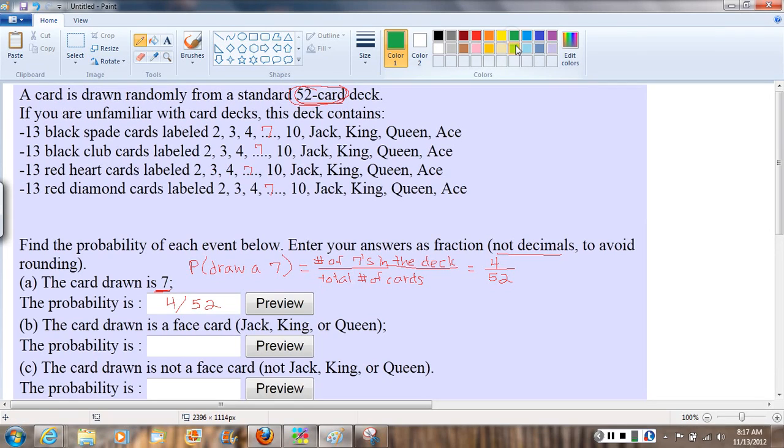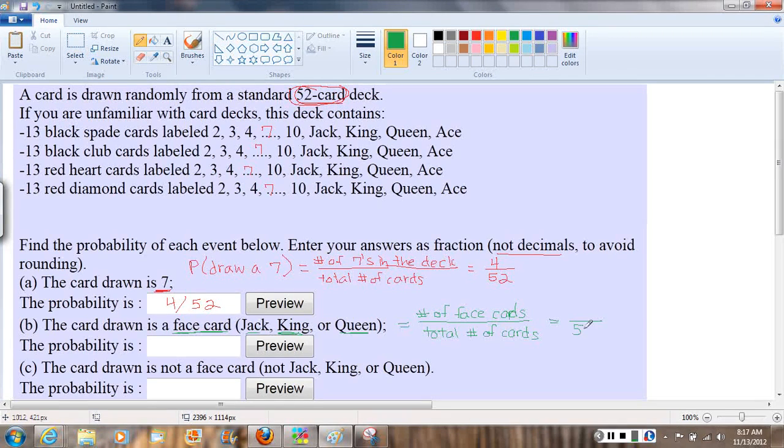Now they're asking, the card drawn is a face card, and just to be clear, they define that as a jack, a king, or a queen. So to calculate this, we need to know the number of face cards, divided by the total number of cards. So we already know our total number of cards in the deck is 52.